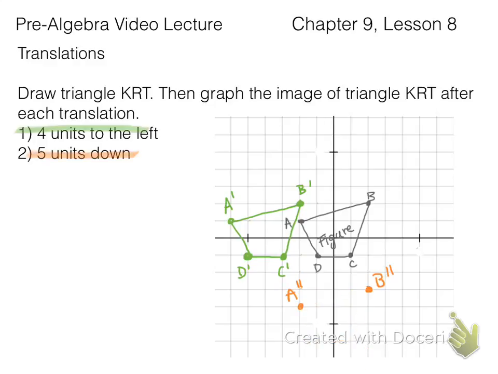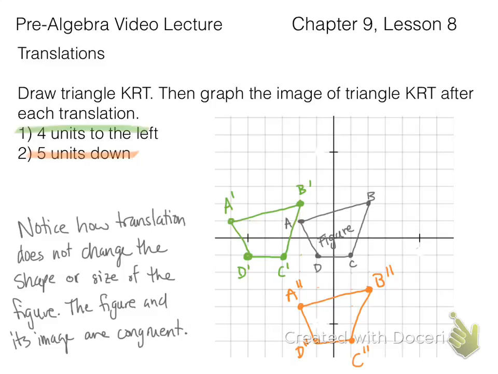So 5 units down. B is double prime, A is double prime, D is double prime, and C is double prime, and they all got moved 5 units down. Okay, so even if I weren't going to take my original image that has the A prime, B prime, C prime, D prime, and then move that 5 units down, I can still use the double prime to show that this is a different image, okay? Alrighty, let's go on to the next slide. Notice how translation doesn't change the shape or size of the figure.